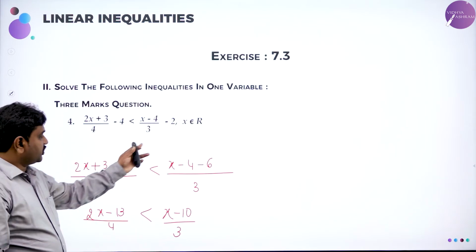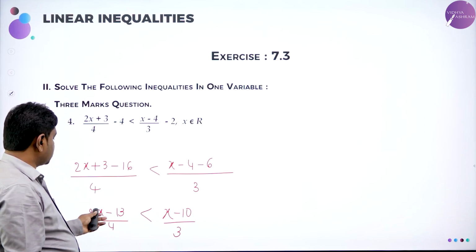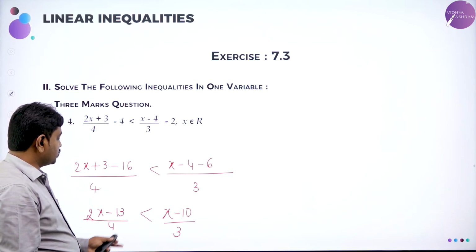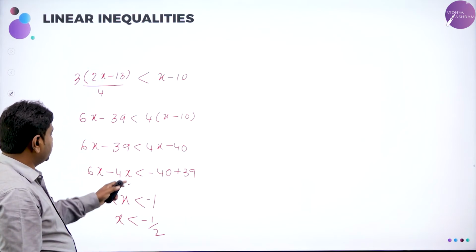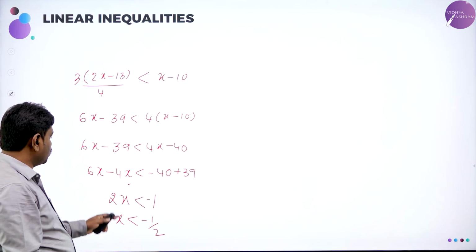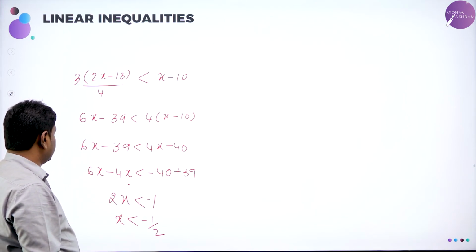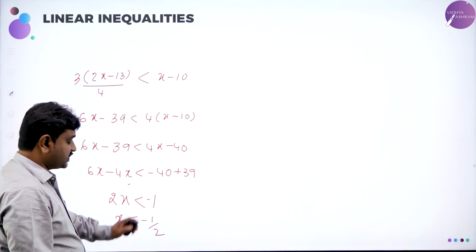So if you take LCM, 3 2s are 6, so minus 4 minus 6 is minus 10, bring this side. 6x minus 13 3s is 39, 4x minus 40. So rearrange, so minus 39 goes that side, it will become plus 39, it will become minus 1, so it will become 2x. All of you know 2x means x is less than minus half.